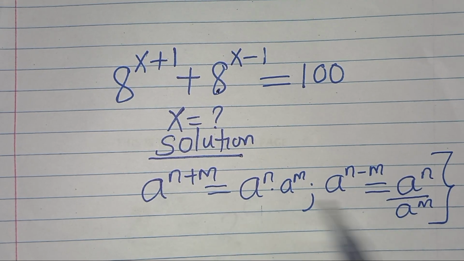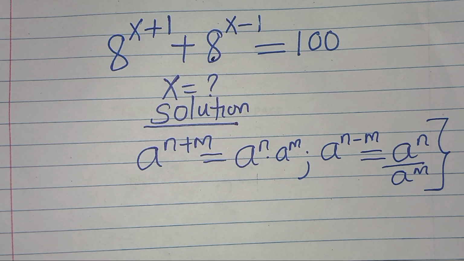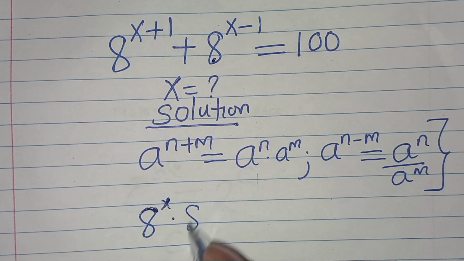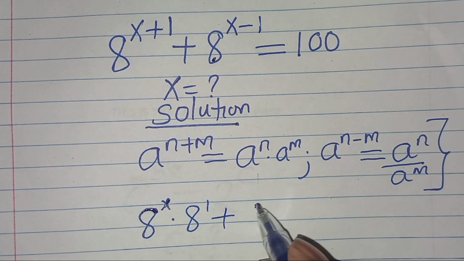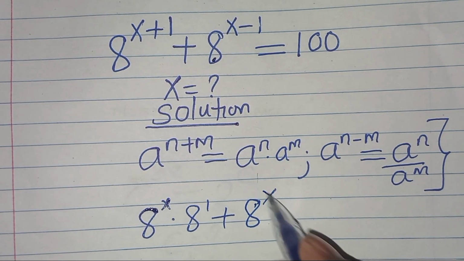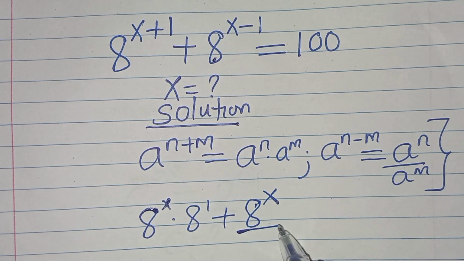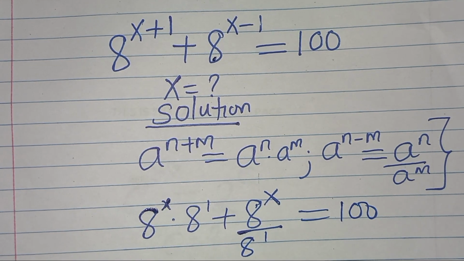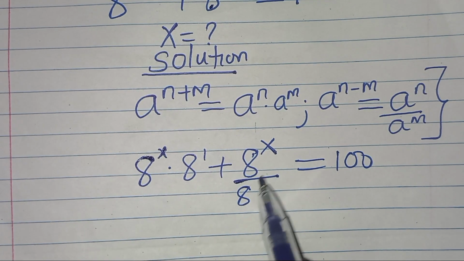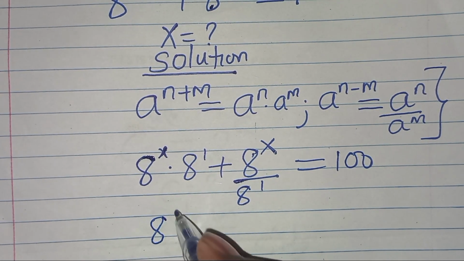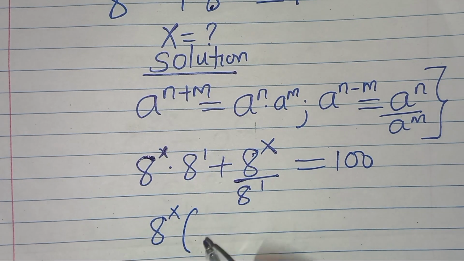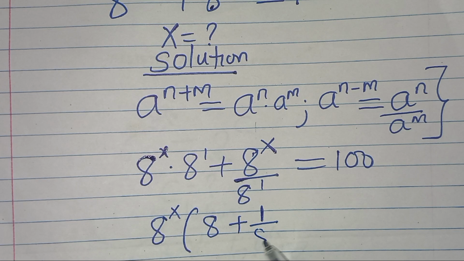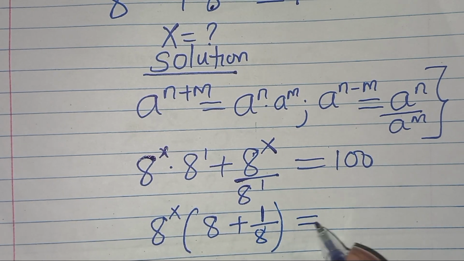So applying these two exponent properties, 8 to the power x plus 1 becomes 8 to the power x multiplied by 8 to the power 1, plus 8 to the power x divided by 8 to the power 1. This is equal to 100. The next step: 8 to the power x is common, so we factor out 8 to the power x, so that here this is 8 plus 1 over 8. This is equal to 100.